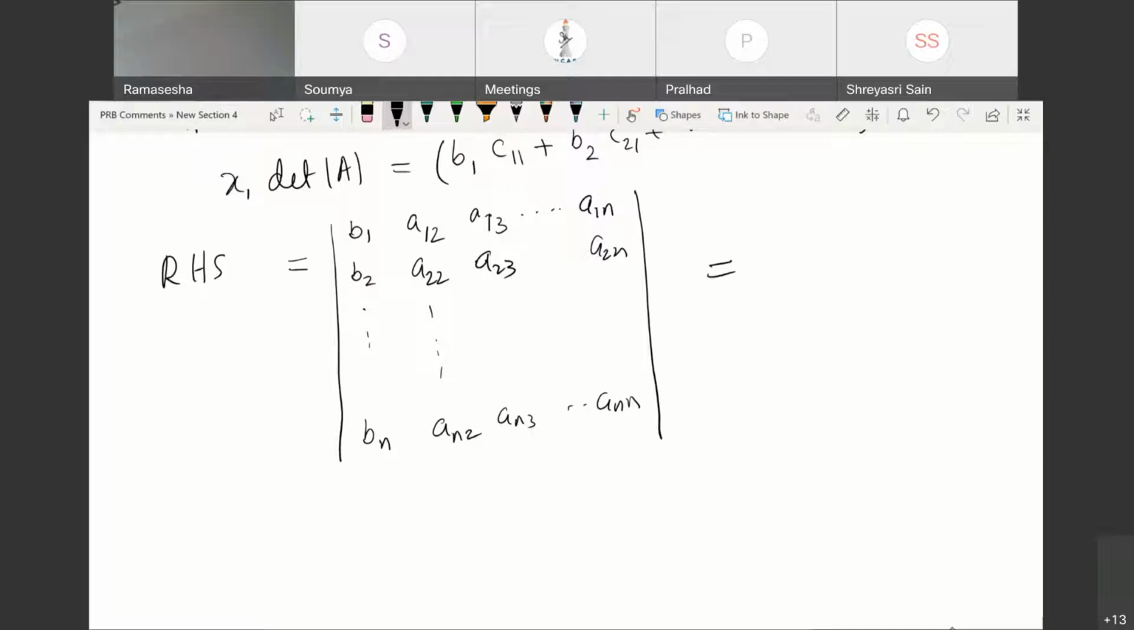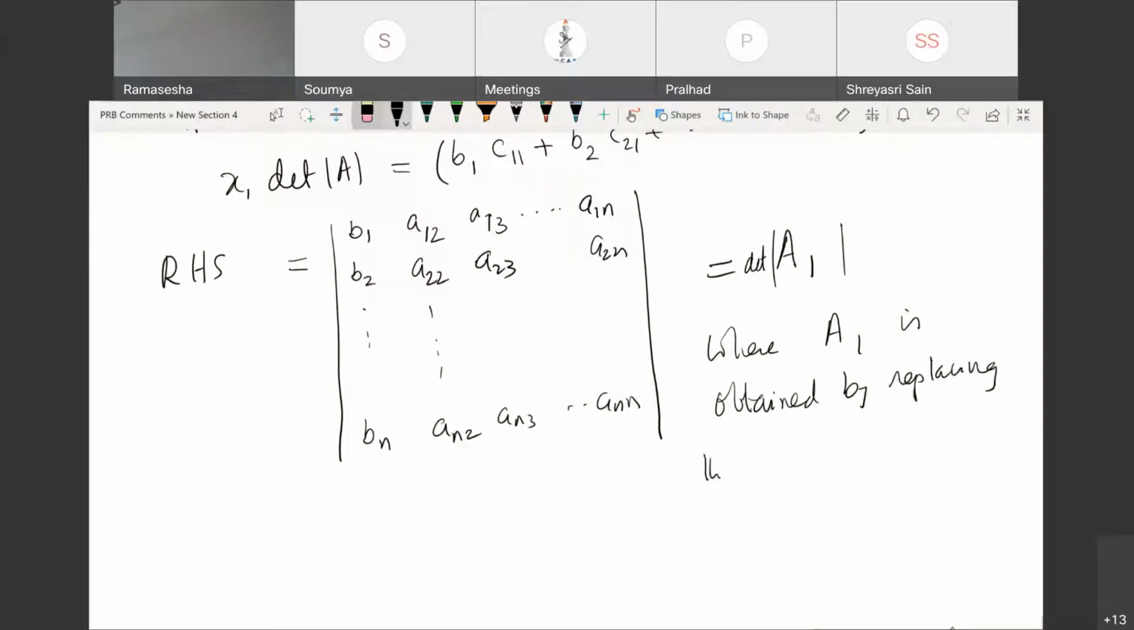And this determinant is usually called D1, or let me call it A1, where A1 is obtained by replacing the ith column in A by the column vector B. Okay, so this is what I get.